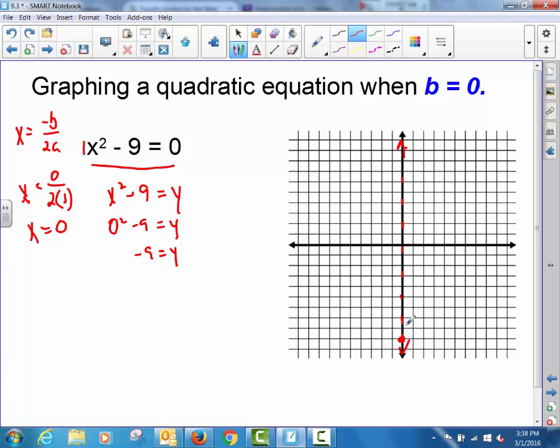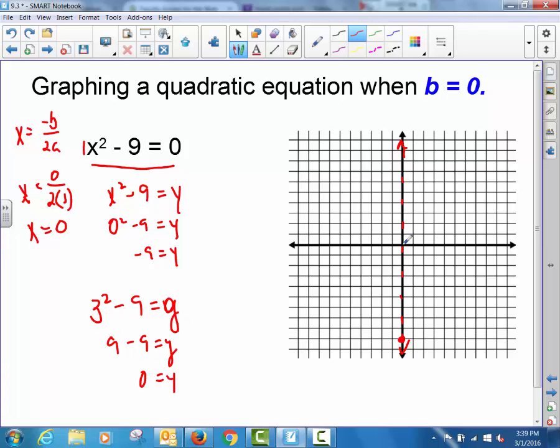And now we need to find some more points. So let's try, how about 3? So we try 3 squared minus 9 equals... that gives us, equals y, sorry. That gives us 9 minus 9 equals y, which gives us 0 equals y. So when x is 3, y is 0.